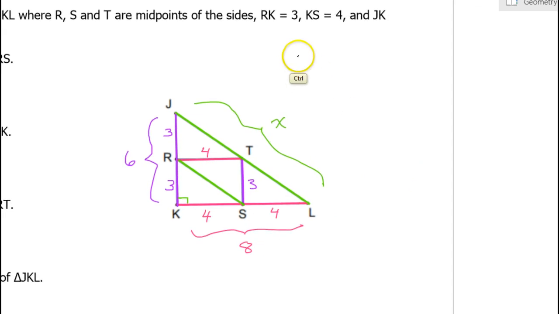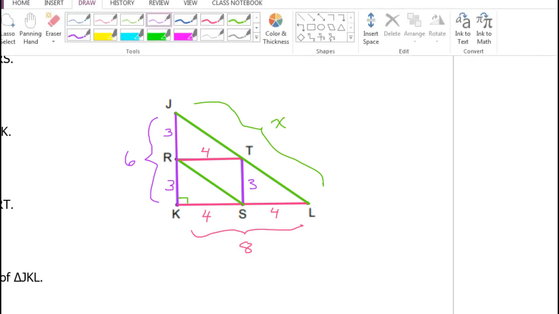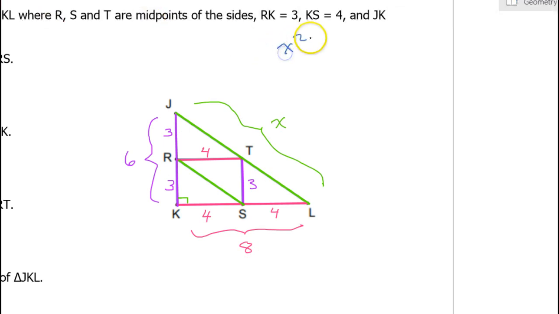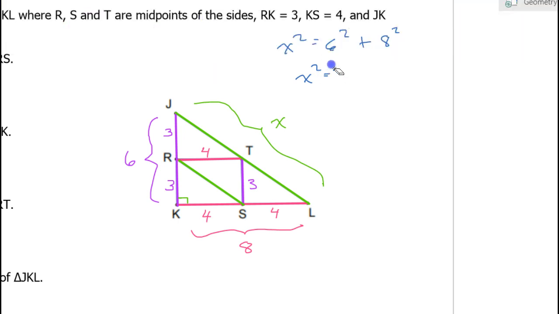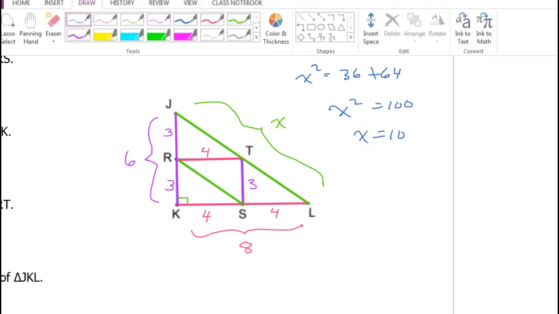So if I do the Pythagorean theorem, a squared plus b squared equals c squared, that tells me that x squared should equal 6 squared plus 8 squared. So x squared is going to equal 36 plus 64. So x squared is equal to 100. X is equal to 10.